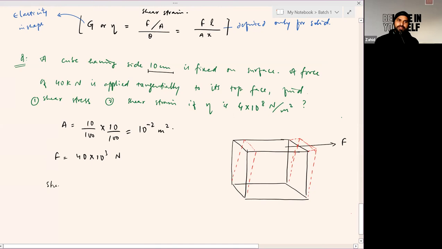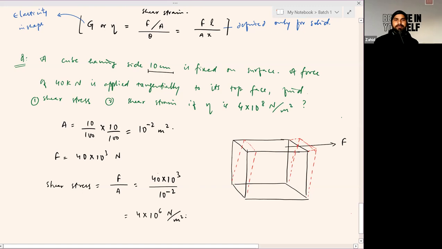So shear stress equals deforming force or tangential force over area of cross section. Tangential force is 40 into 10 to the power 3. Area of cross section is 10 to the power minus 2. So move this term to the numerator, you will get 4 into 10 to the power 4 plus 2, 6 Newton per meter squared.